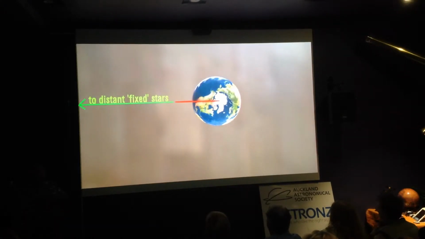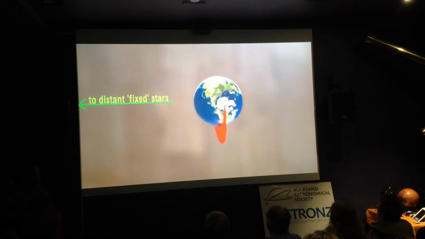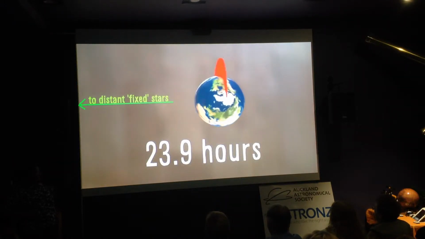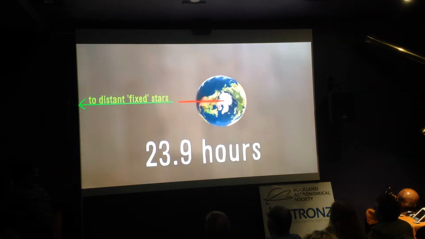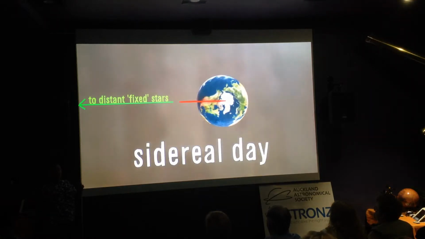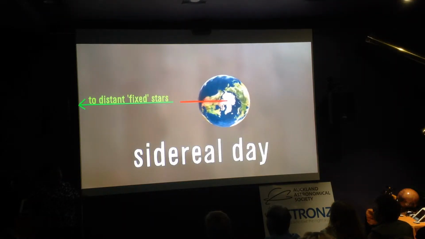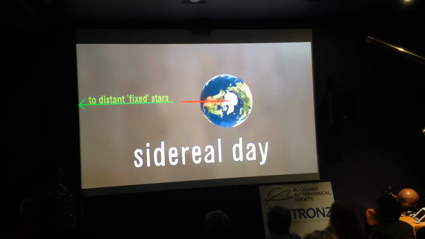Hopefully it works, so you can see that. So we have one rotation from the meridian, and that takes about 23.9 hours. So it's about 23 hours and 56-ish minutes. Okay? That's a sidereal day.